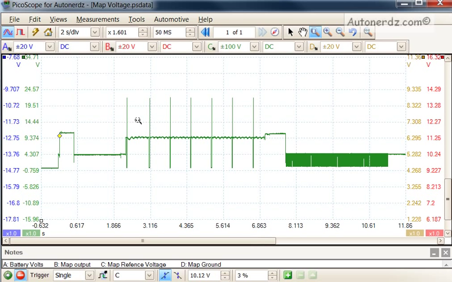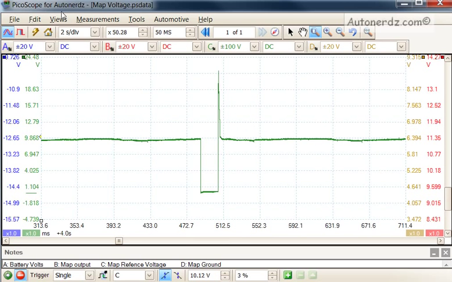But now look what happens when the vehicle starts. We have these weird spikes here. Let's zoom in on one of those. That looks an awful lot like an injector pattern to me. Definitely should not be on our MAP sensor 5-volt reference line.